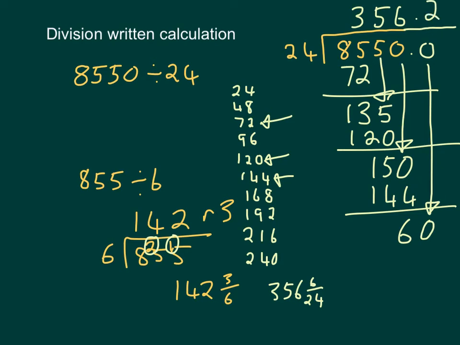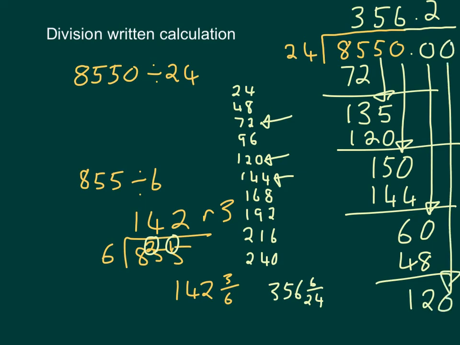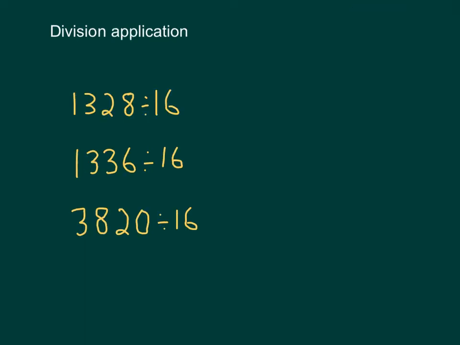There's 2 24s in 60, and that leaves 12. If I bring down another 0, then I can see that there's 5 24s in 120, so that gives me no remainder, and my answer, 356.25, which of course is the same as 356 and 6/24.